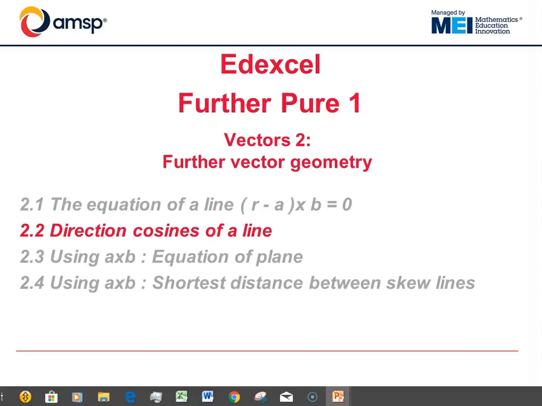This is a recording for Edexcel Further Pure 1, Further Vector Geometry, Section 2.2, Direction Cosines of a Line.